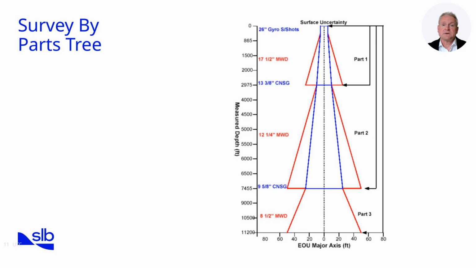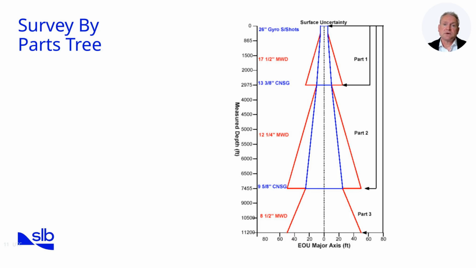The diagram shows how significant uncertainty axes increase with depth, but by applying survey by parts, we contain that growth. For instance, Part 1 covers the surface to around 3,000 feet, drilling first with an MWD tool, which has an error model propagation in red. Then a gyro is used. Part 2 ties into the most accurate survey, which is the gyro, and continues to about 7,500 feet. Part 3 carries the well deeper with its own survey plan.